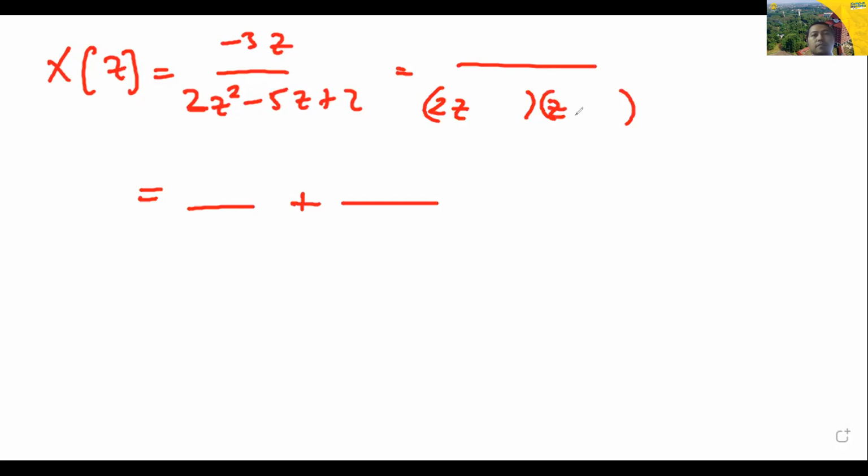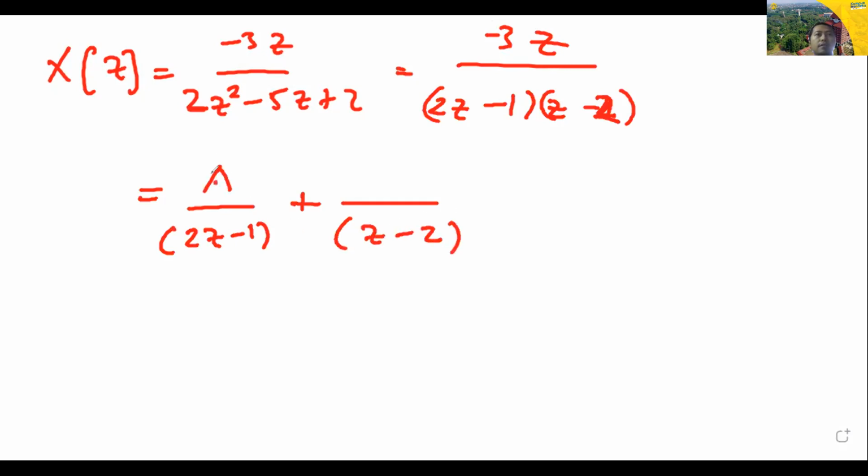z, and this one might be minus 1. No, should be minus 2. This is minus 1. Is it correct? If this one, it should be this one: minus 4 plus minus 1. Okay, this is correct. So we got 2z minus 1 and z minus 2. And then we got A and B.